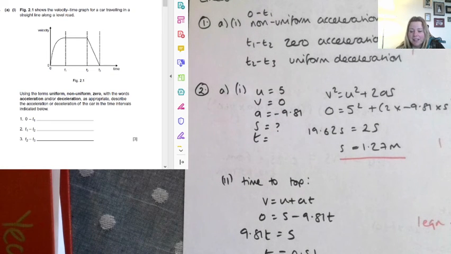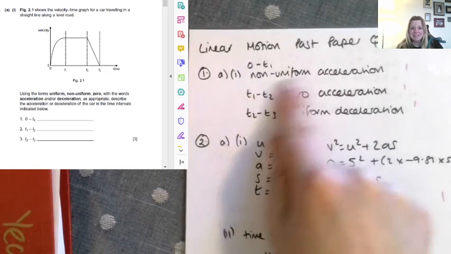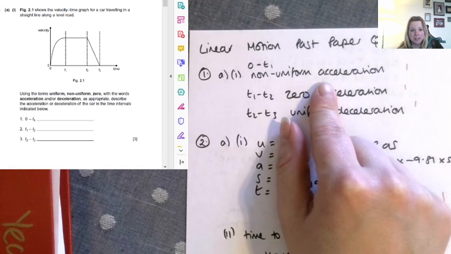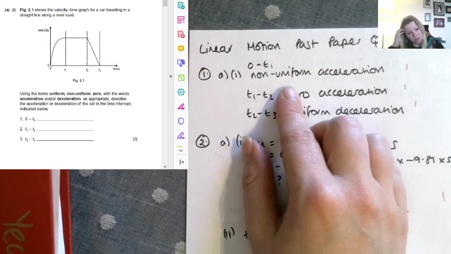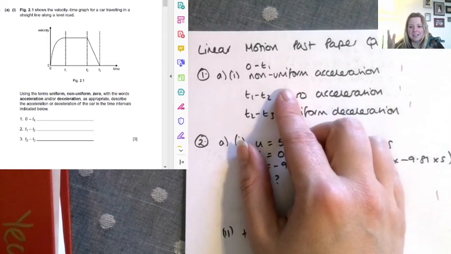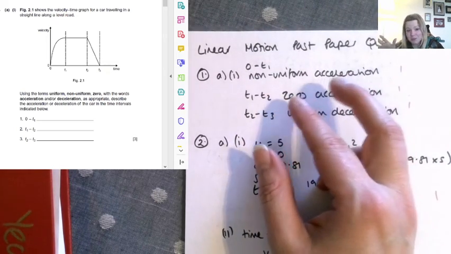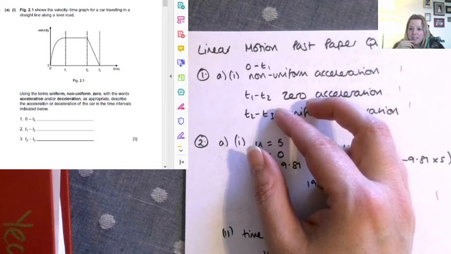So from time of 0 to t1, if you look at the graph there, it is a curve. So that is a non-uniform acceleration, and we know it's accelerating because the magnitude of the velocity has increased. Oh, I can hear myself talking really fast here. I'm rushing because I'm stressing out. I'm sorry. Right. Time t1 to t2 is a flat horizontal line, so that is zero acceleration.